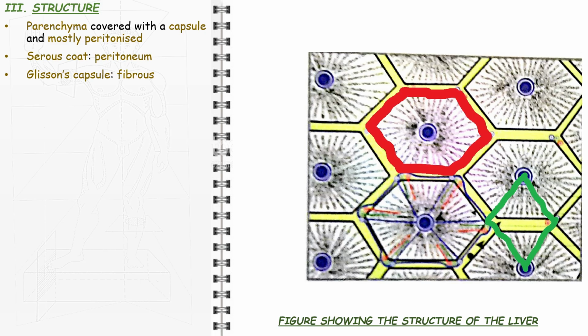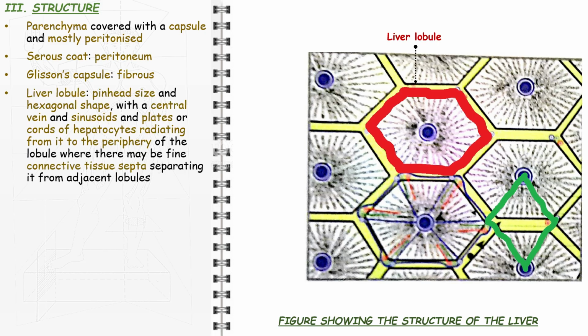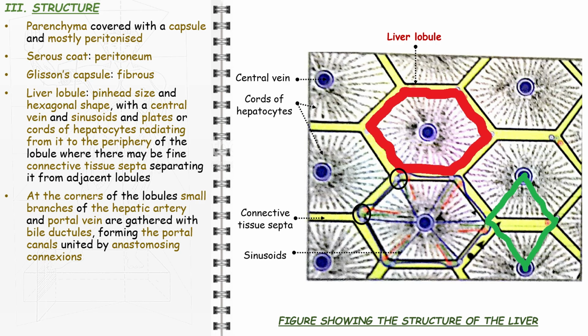The liver lobule has a pinhead size and hexagonal shape with a central vein and sinusoids and plates or cords of hepatocytes radiating from it to the periphery of the lobule, where there may be fine connective tissue septa separating it from adjacent lobules. At the corners of the lobules, small branches of the hepatic artery and portal vein are gathered with bile ductules, forming the portal canals united by anastomosing connections. They are surrounded by the stroma.